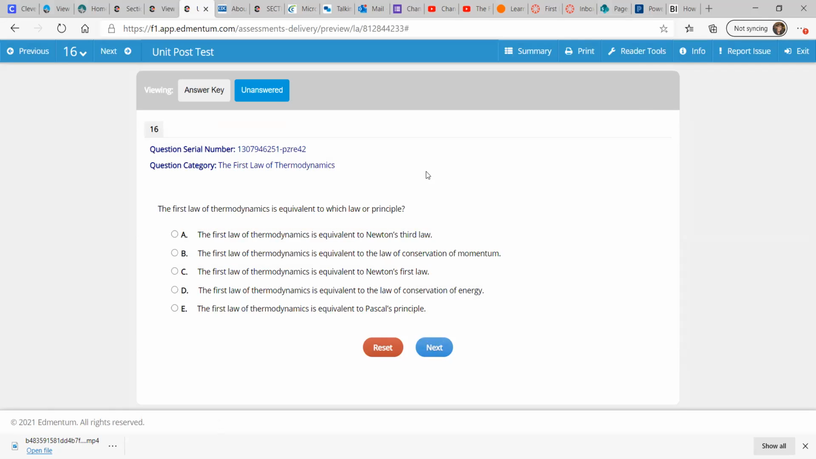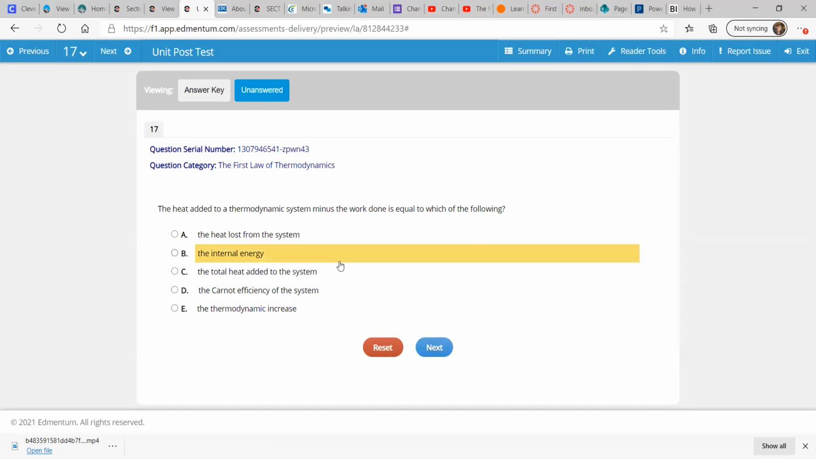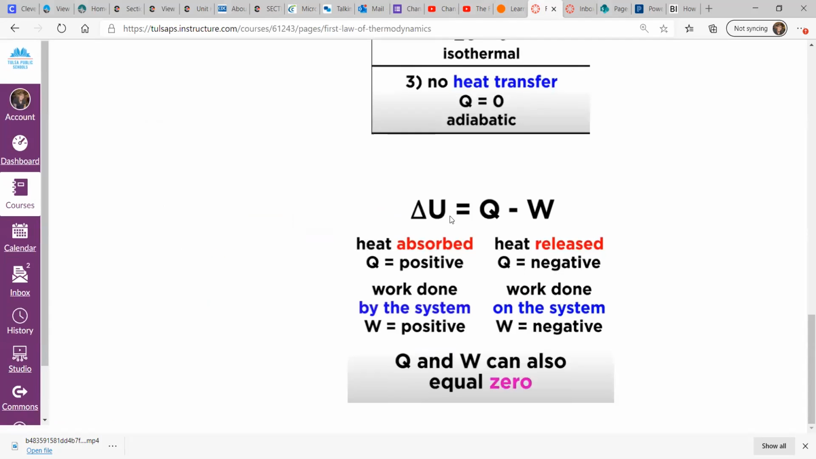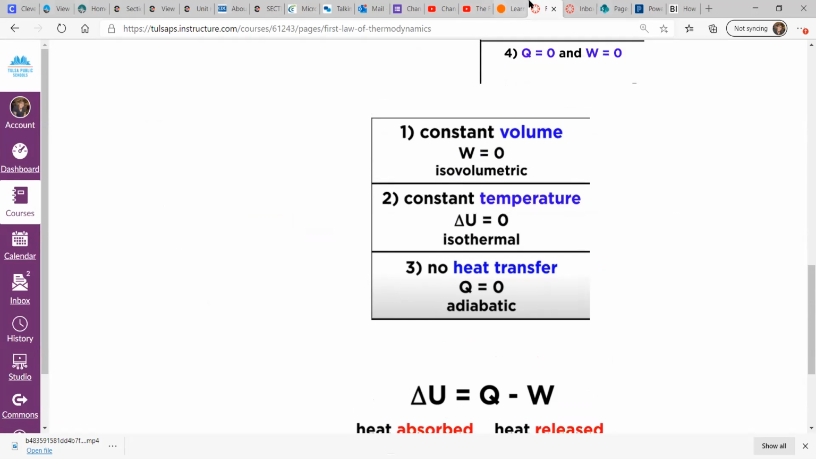The first law of thermodynamics is equivalent to which law or principle? It's like the law of conservation of energy. And then the heat added to a thermodynamic system minus the work done is equal to which of the following? Well, it's the internal energy. And that is just this equation. The internal energy is equal to the heat minus the work done by the system.